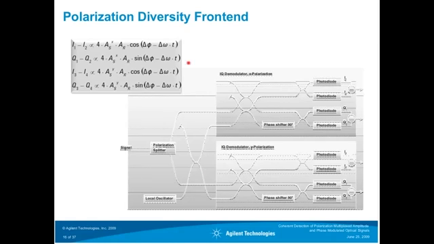So finally, you have 4 independent terms. It's the in-phase part for the X-polarization, the quadrature part for the X-polarization, and the same, the in-phase part for the Y-polarization, and the quadrature part for the Y-polarization. So this allows you to do a full recovery of the electrical field, which you in turn need to do the polarization demultiplexing, which is the next slide.